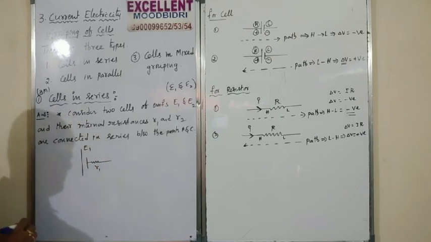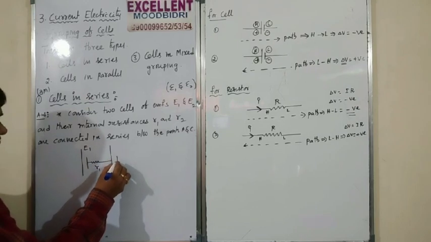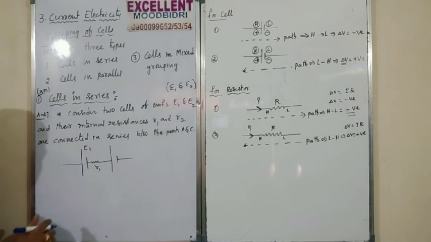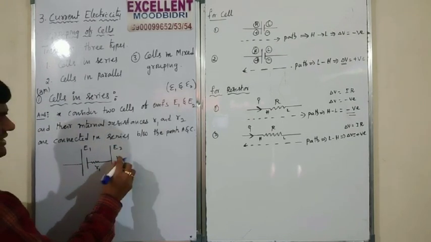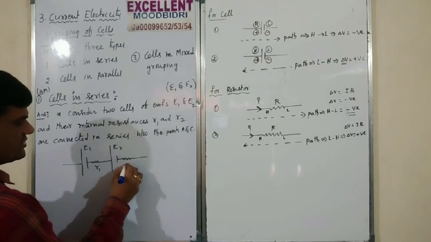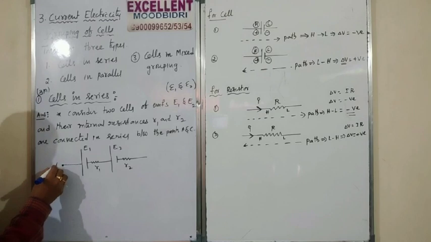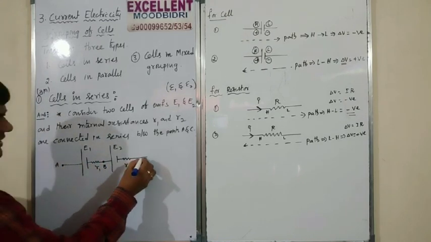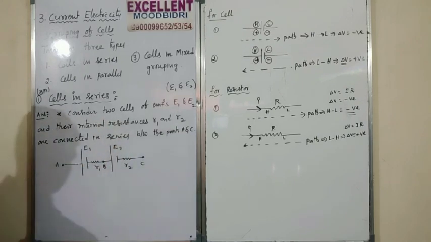Similarly, the second cell has the same polarity, not reverse polarity. Reverse polarity I will give later. Its EMF is E2 and its internal resistance is R2. This is point A, this is point B, and this is point C.